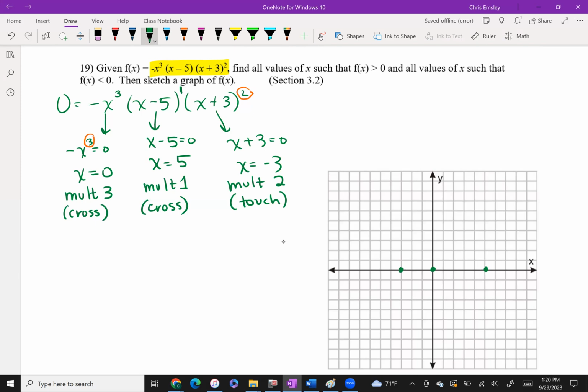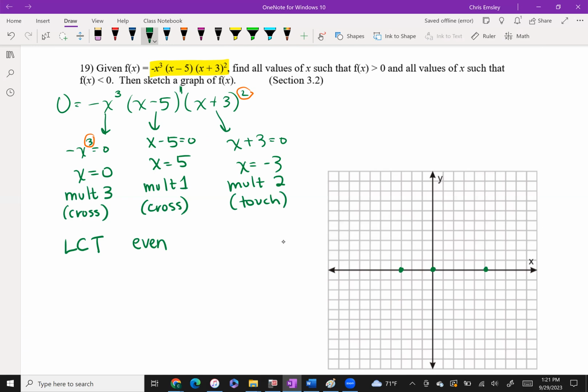We can't use our multiplicities yet because we need to know our end behavior. We have to do that leading coefficient test. Here, it's a little bit trickier with our leading coefficient. We're going to have to add up all these exponents so we can know what our degree is. So we have x cubed times x squared times x. 3 plus 2 plus 1, that is 6. So that is an even degree function.